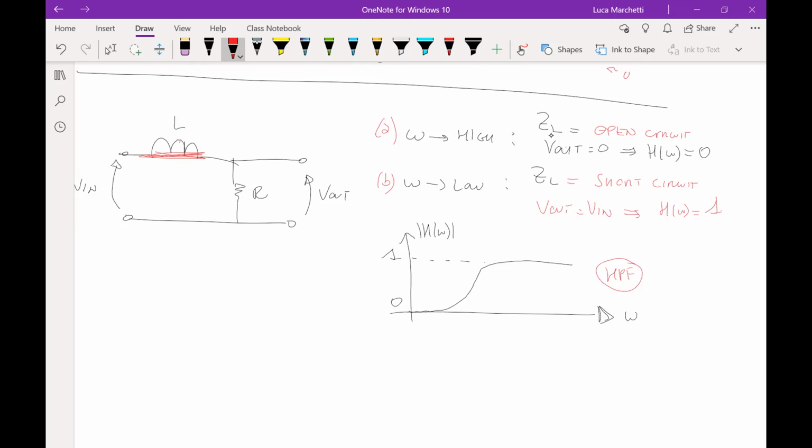Okay, someone says low pass filter. Oh yeah, sorry. I didn't read this part here, omega low and omega high. That's correct, I drew it in the opposite direction. So this is a low pass filter because again, H is equal to 1 at low frequency and H is equal to 0 at high frequency. Yeah, thank you very much.